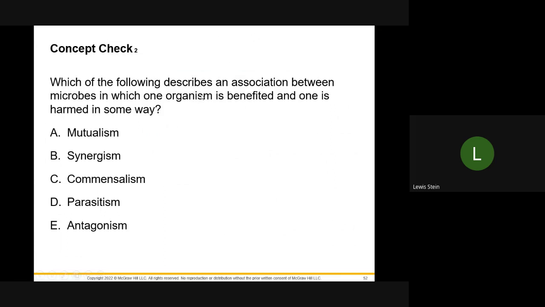Which of the following describes one organism that is benefited and one that is harmed in some way? That would be a parasite.